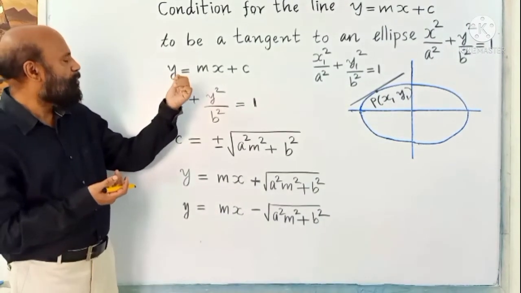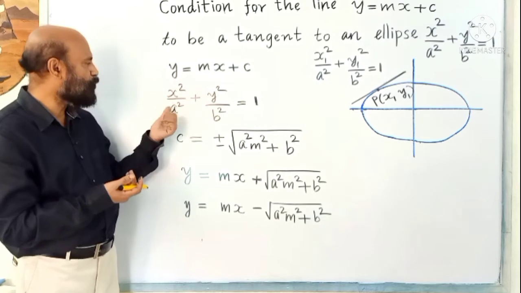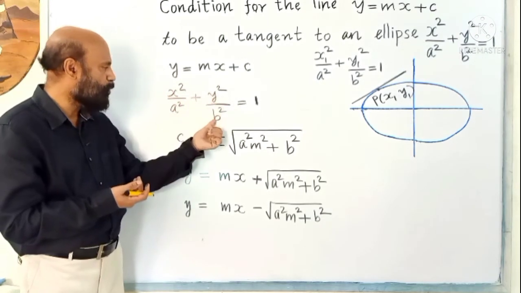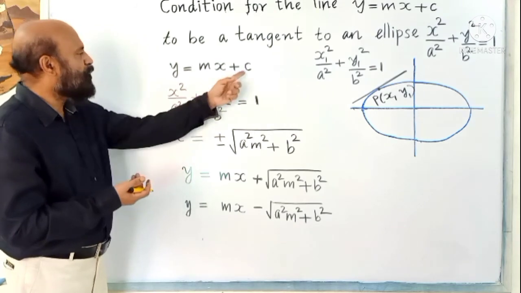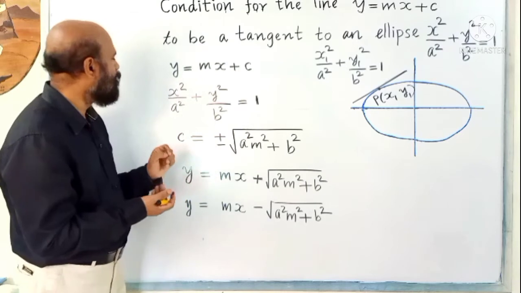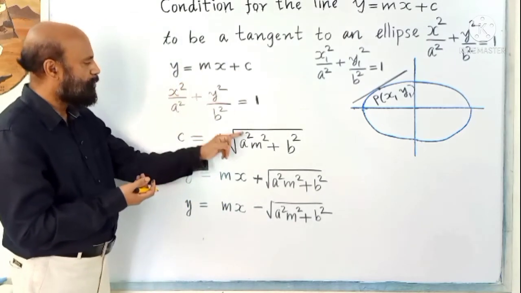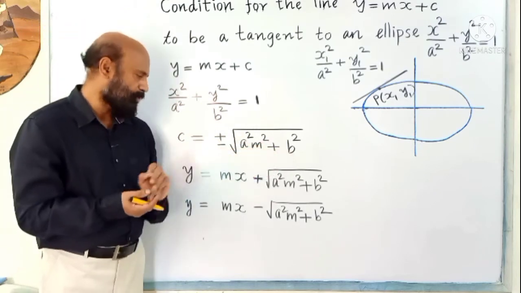So if the line y = mx + c is to be a tangent to the ellipse x²/a² + y²/b² = 1, the condition is that c should be equal to plus or minus the square root of a²m² + b².